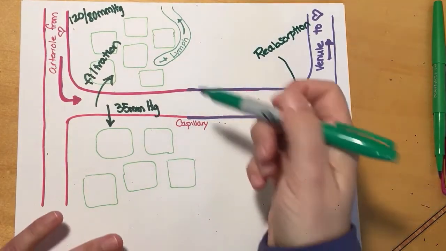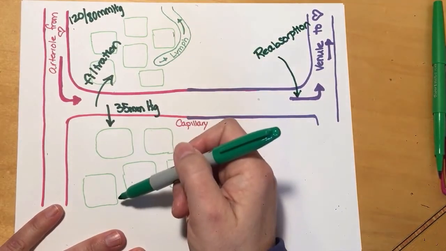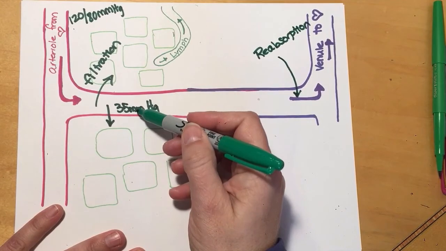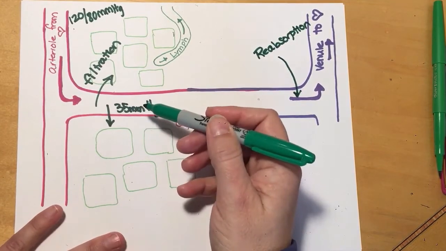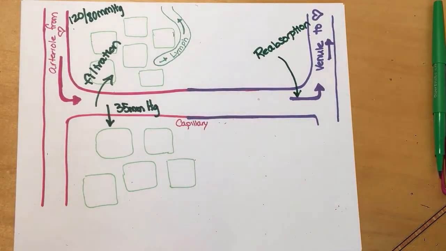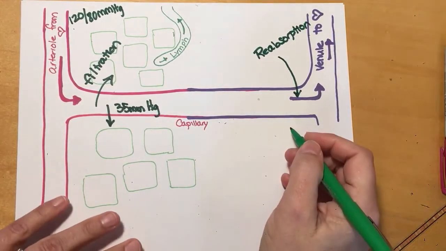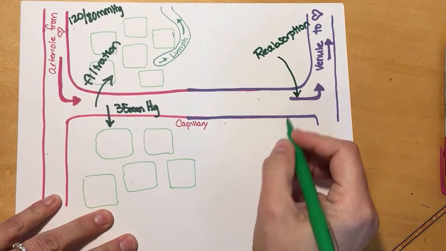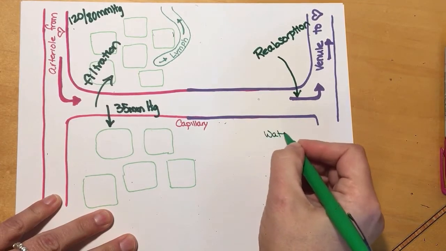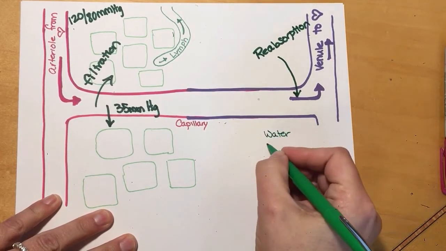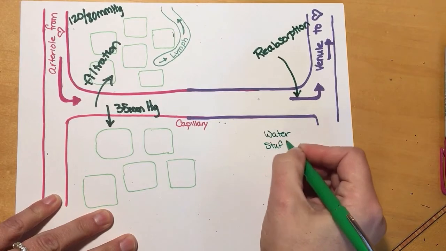So you can understand how things are going to be pushed out of the capillary because you're basically forcing them out by the force of blood pressure. But not everything is going to leave the blood. So let's review for a moment the things that are in the blood. So the majority of what's in the blood is water. And within that water is other stuff that's dissolved in the water.